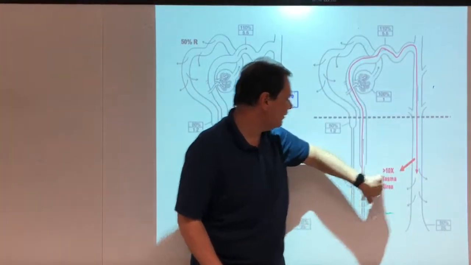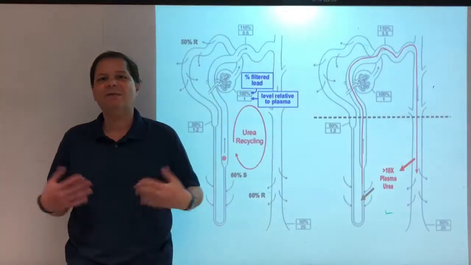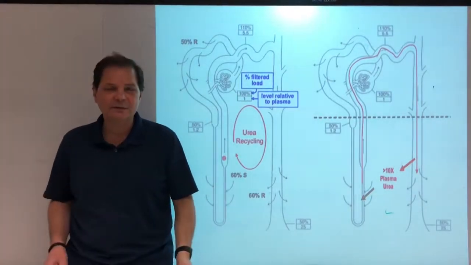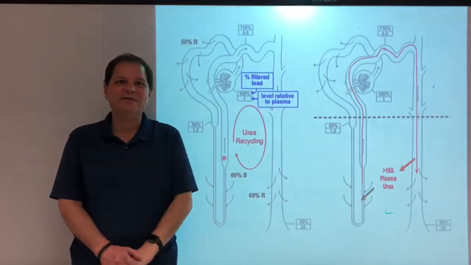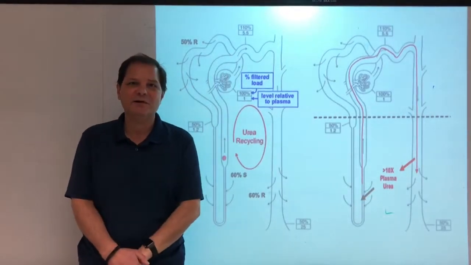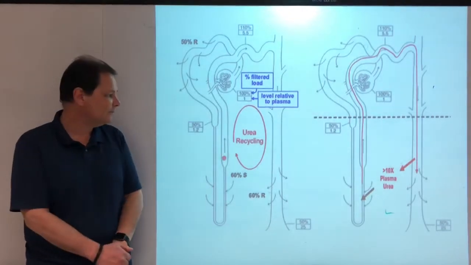So this is what we're calling urea recycling. It's a way to retain urea within the body rather than just losing it all out in the urine, okay? And you should recognize that that takes place. It's there to maintain the urea concentration to help with water transport, which again, we're going to talk about later, all right?